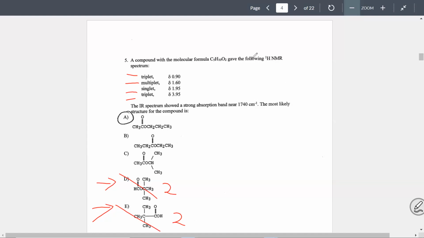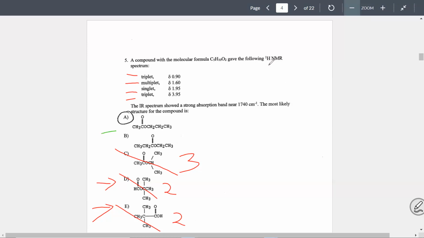Option C, how many signals? 3, so it doesn't match. Now, B and A, do they both have 4 signals? Okay, so now you have a 50-50 chance of getting this question correct, just based on that. What would you do next after the signals? Look at the neighbors.